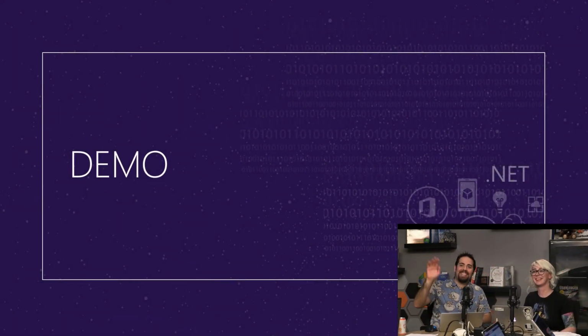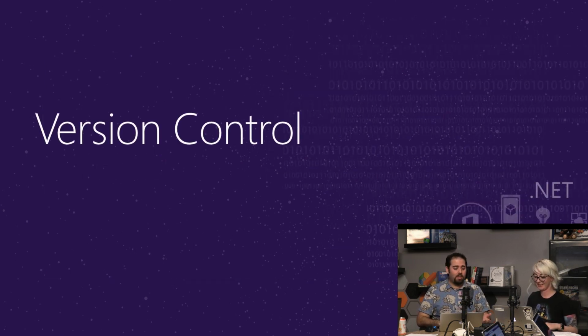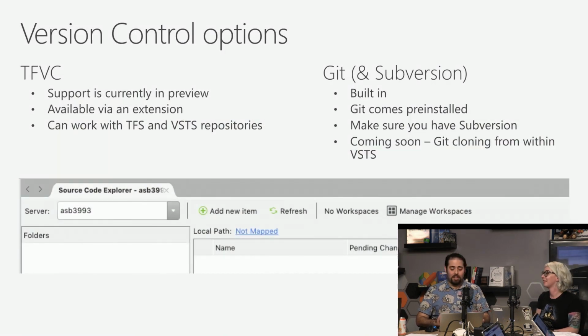Yeah, so let's pop back. There we are. Hi, us. Hi, everyone out there. So let's chat a little bit about version control. There are some version control options for you in Visual Studio for Mac. Support for Team Foundation version control. There we go. I'm going to say TFVC from now on, to avoid tongue twisters. But support for that is currently in preview in Visual Studio for Mac.